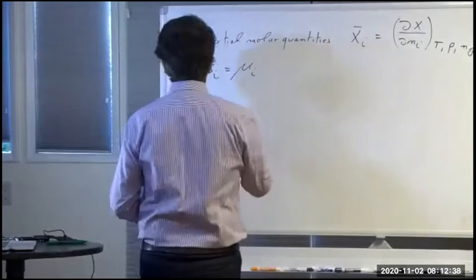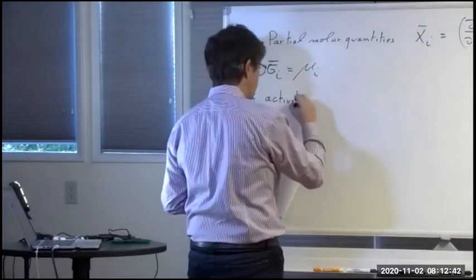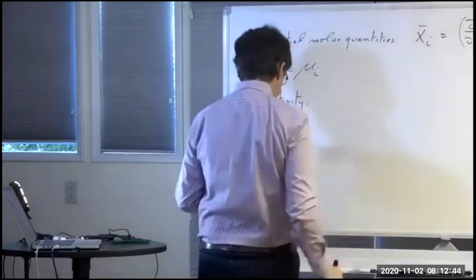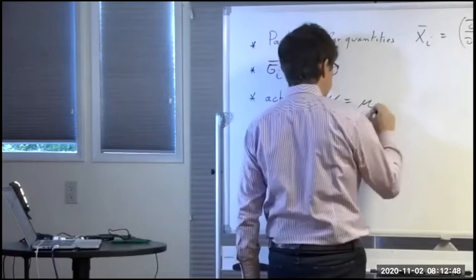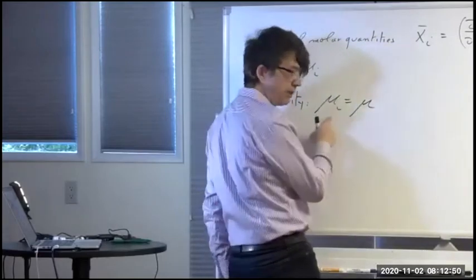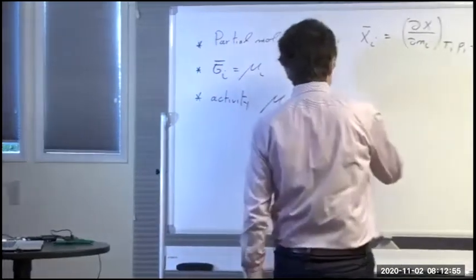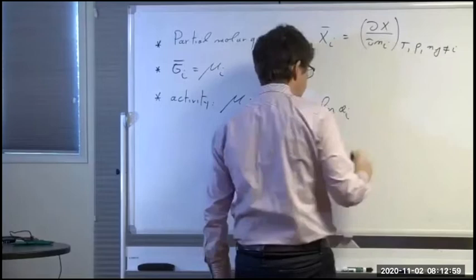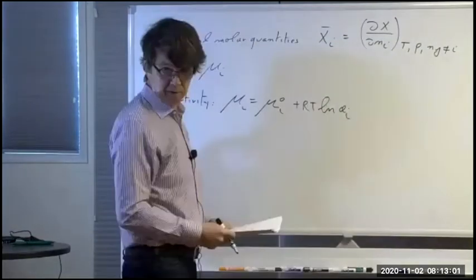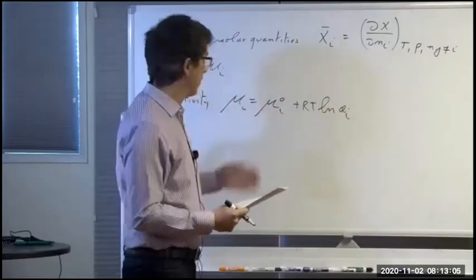And then we talked about activity. And the activity is defined through this relation. The chemical potential of I in some state, some solution, is written as the chemical potential of I in some reference state plus RT log the activity. And I've kind of written this in somewhat short form here because there's all kinds of dependencies here.